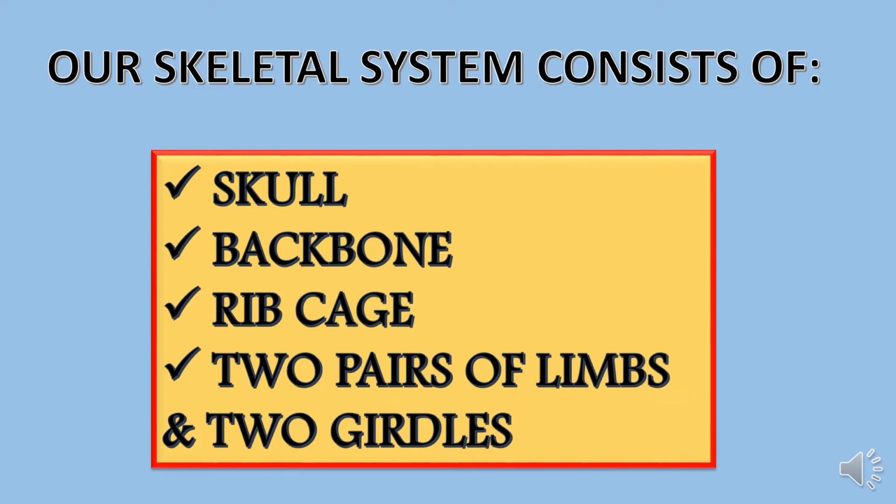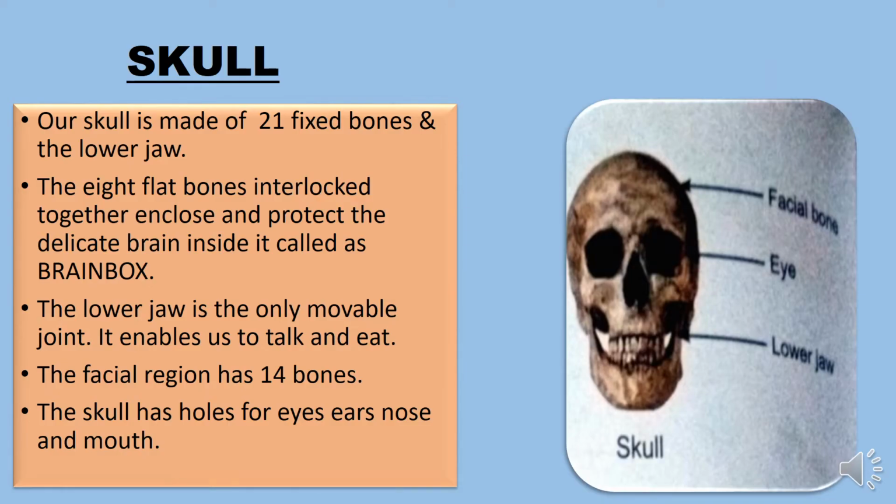Let's move further. What is our skeleton system made up of? The skeletal system consists of skull, backbone, rib cage, 2 pairs of limbs and 2 girdles, namely pectoral girdle and pelvic girdle. Now, these are the parts of the skeletal system. Skull. The first part of the skeletal system is the skull, that is the topmost part.